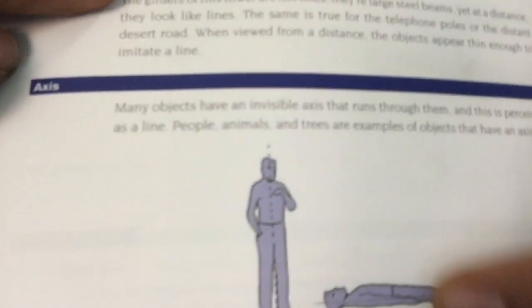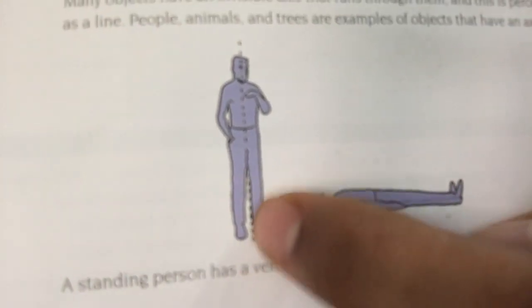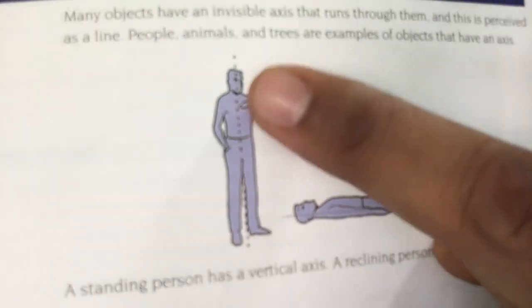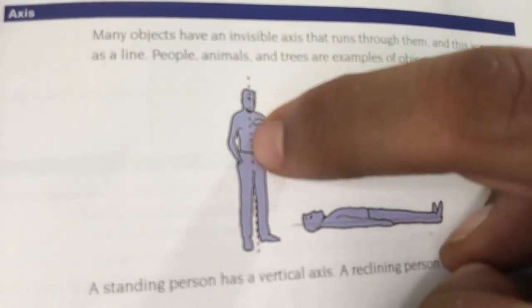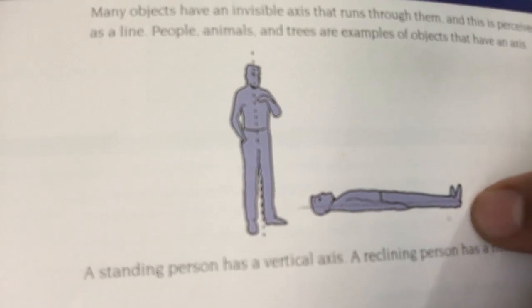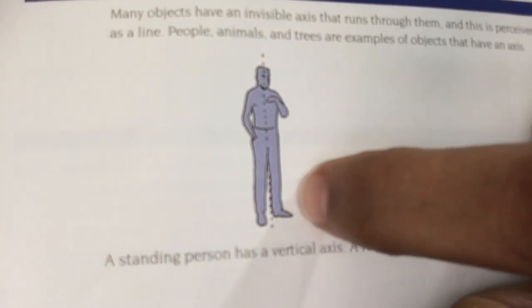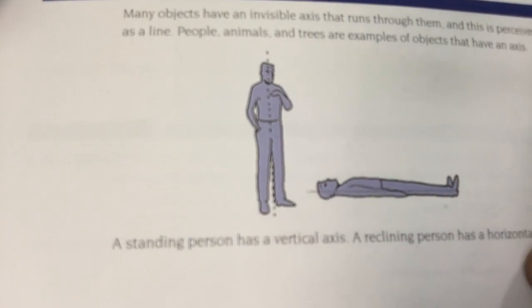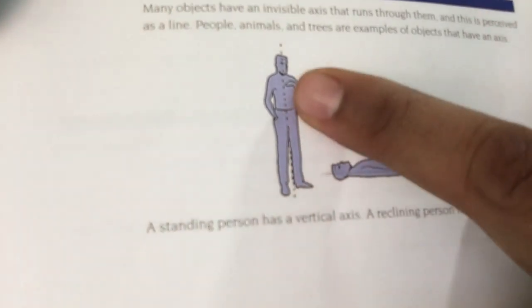Many objects have an invisible axis that runs through them, and this is perceived as a line. People, animals, and trees are examples of objects that have an axis. A person standing has a vertical axis. A reclined person has a horizontal axis. So this person has a vertical axis as he's standing up, right? There's an imaginary line that runs through him. And this guy laying down has an imaginary axis that runs through him. All right? His is horizontal. His is vertical.